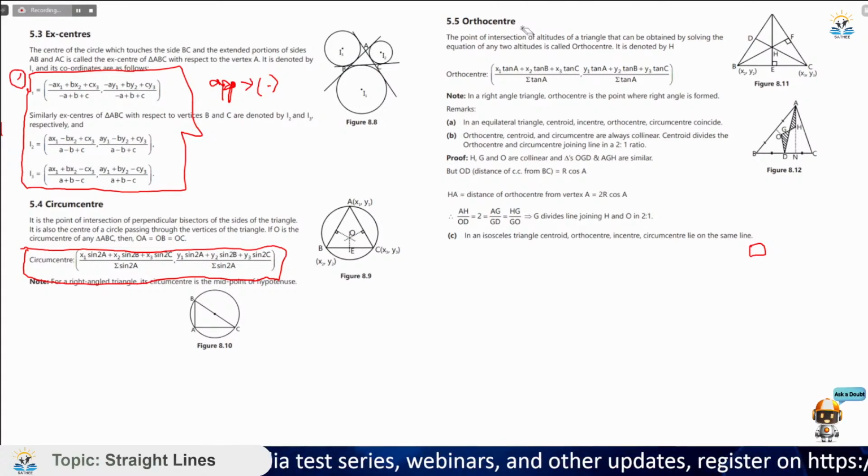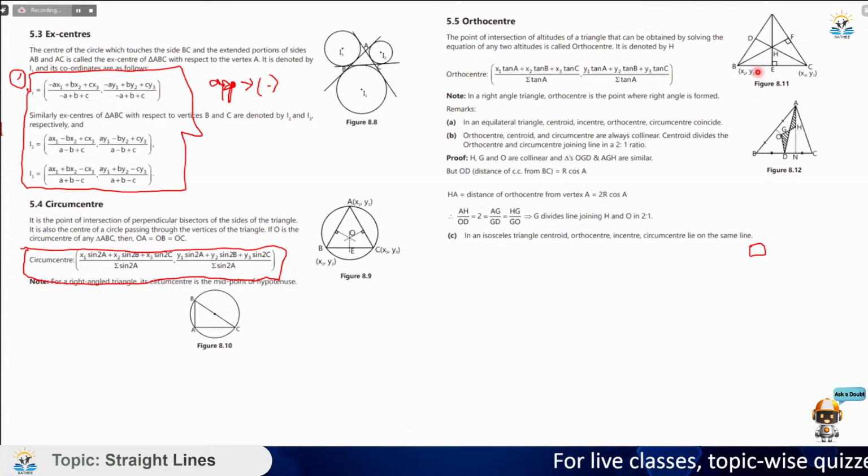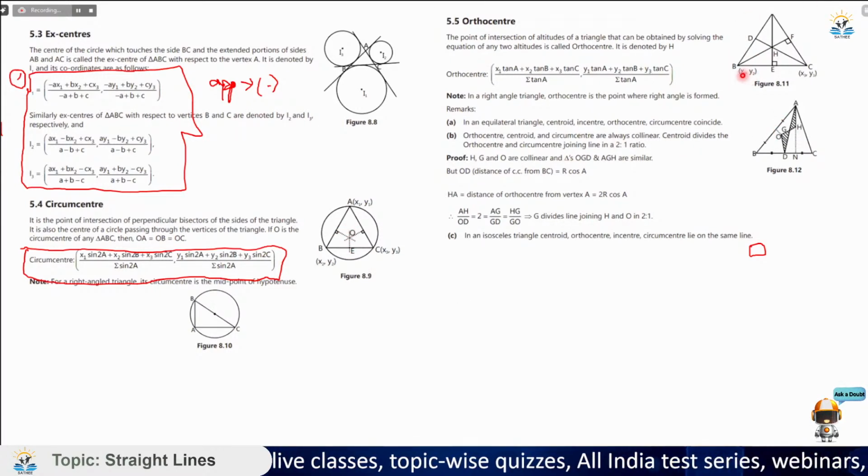Then we come to the orthocenter. It is the intersection of the altitudes of the triangle, and it can be obtained by solving the equations of two altitudes. What is an altitude? The altitude from A is the line through A that intersects BC and makes a 90 degree angle with it. Not bisect, sorry, intersect BC through A and makes 90 degrees.